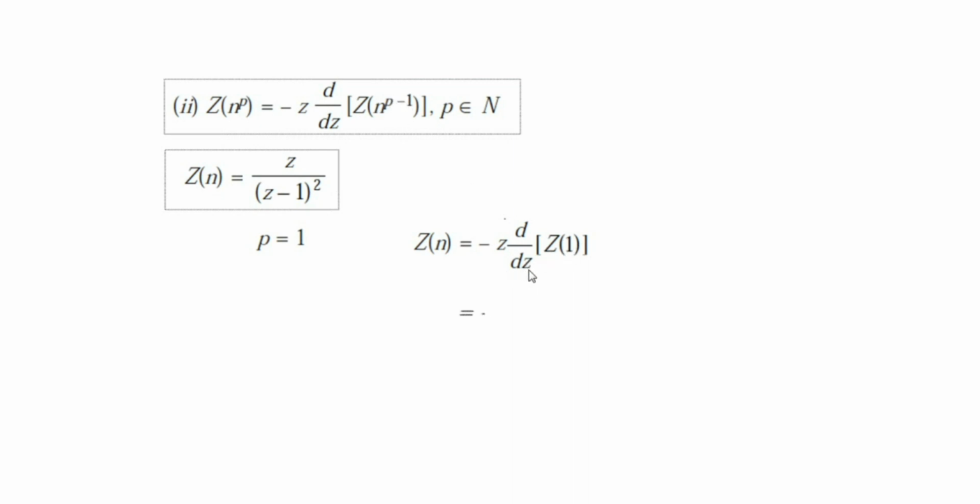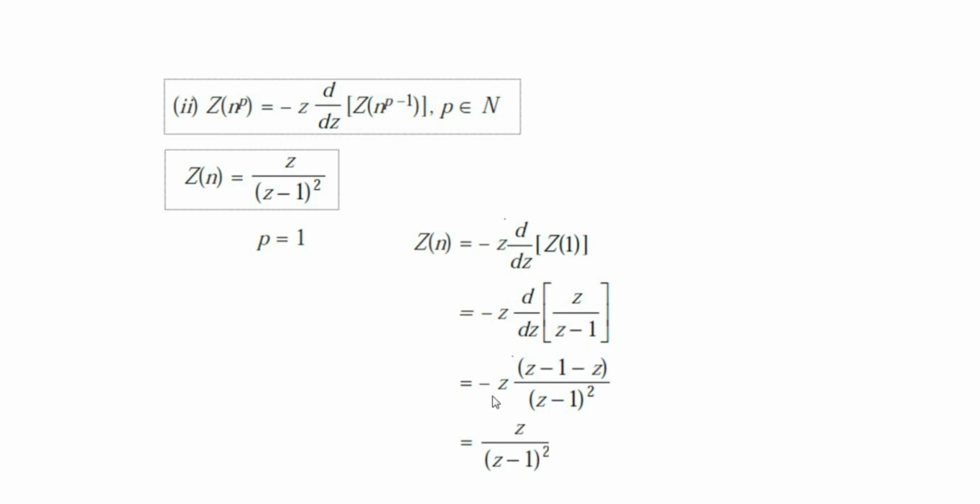We know that Z{1} is z/(z-1). We know that d/dz of u/v is (v u' - u v')/v^2. According to it, v is z-1, v^2 means (z-1)^2, v' is 1, and u is z, so the numerator is (z-1) - z. On simplification we obtain -1, so with the negative sign we get z/(z-1)^2. Hence Z{n} is z/(z-1)^2.